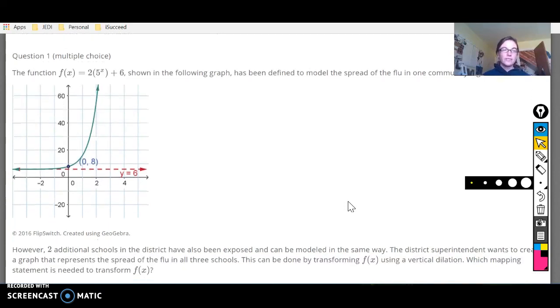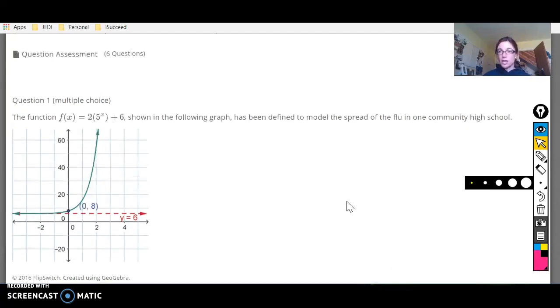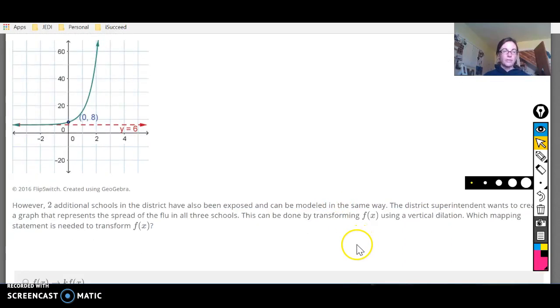Question 1, the function f of x equals 2 times 5 to the x plus 6 power, which is what we came up with for lesson 21, is shown on the graph. It has been defined to model the spread of the flu in one community high school. However, 2 additional schools in the district have also been exposed and can be modeled in the same way. The district superintendent wants to create a graph that represents the spread of the flu in all 3 schools. This can be done by transforming f of x using a vertical dilation. Which mapping statement is needed to transform f of x?